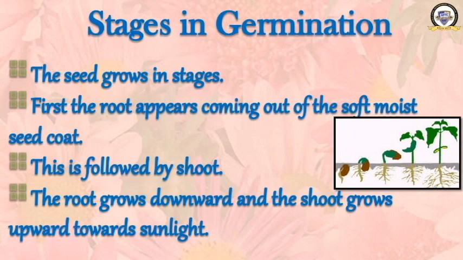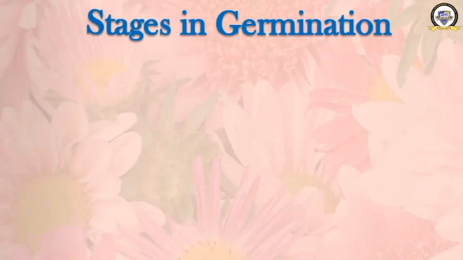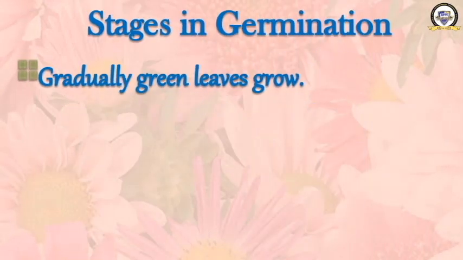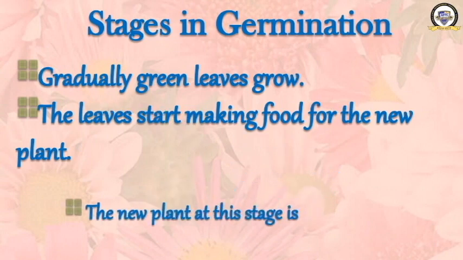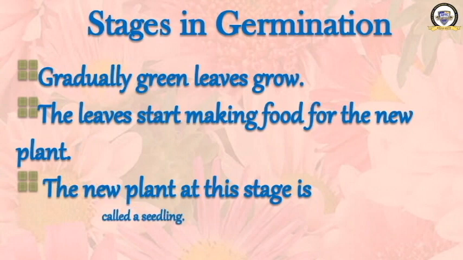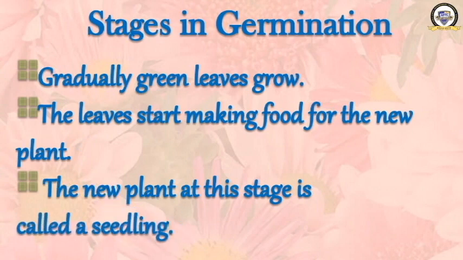Root is growing deep into the earth and shoot is growing towards the sun. Up, it is growing upward. Okay, then what happens? Gradually the green leaves grow. You had seen that in the picture. The leaves start making food for the new plant. The new plant at this stage is called a seedling.